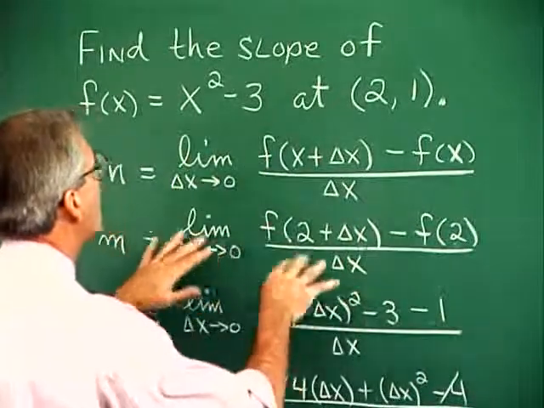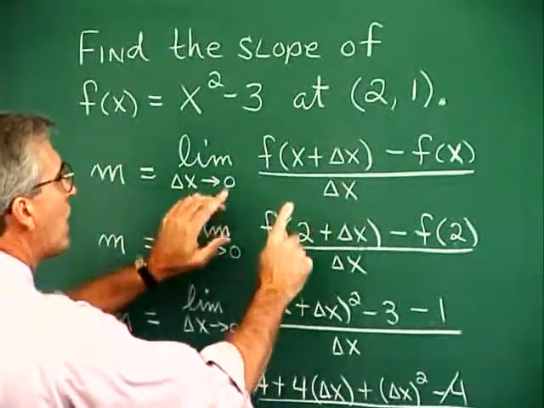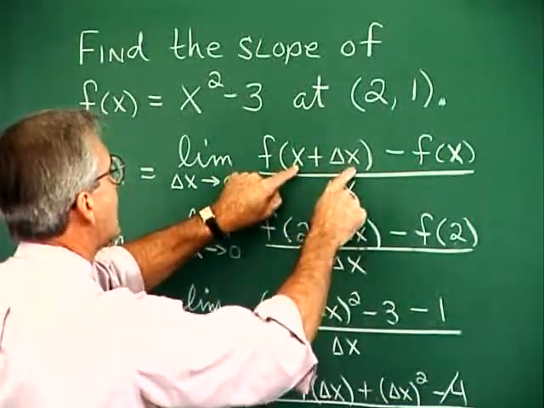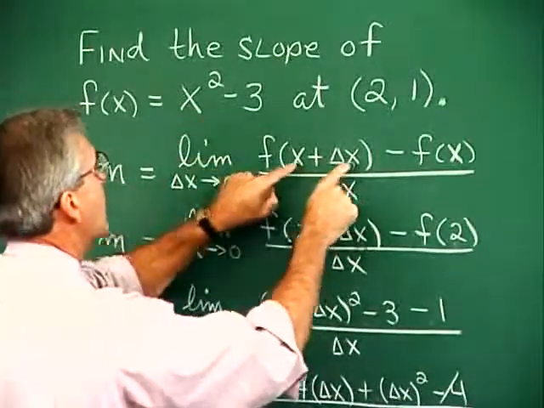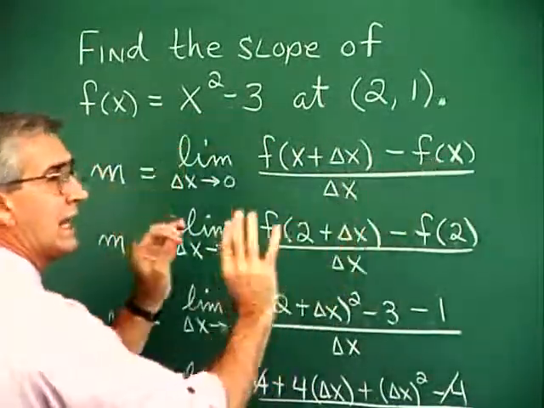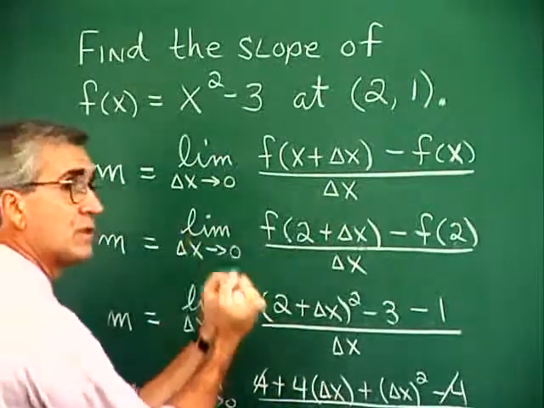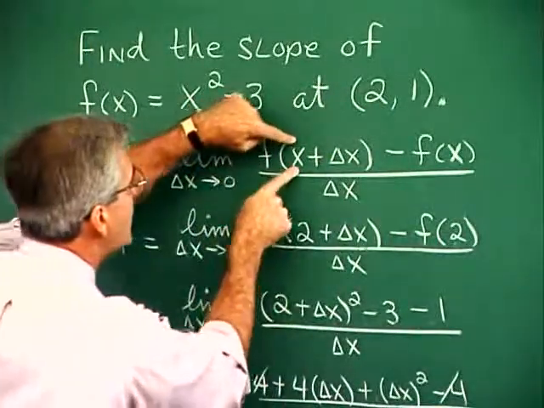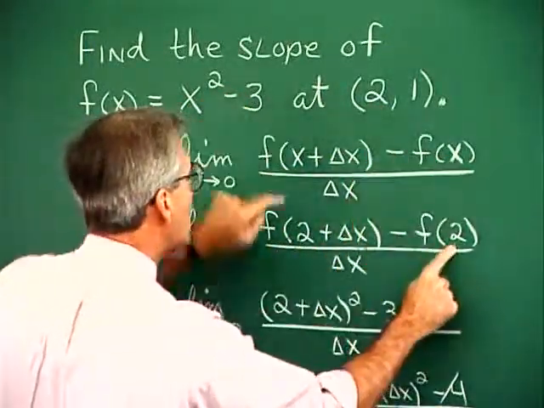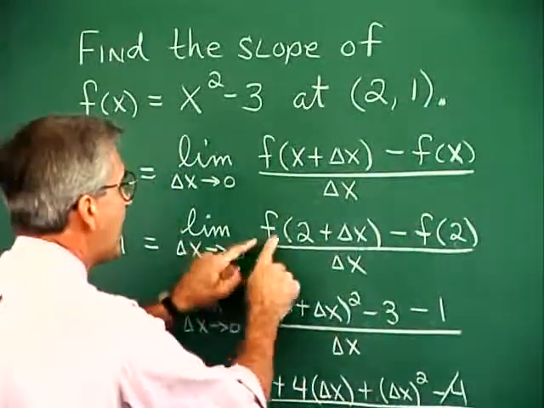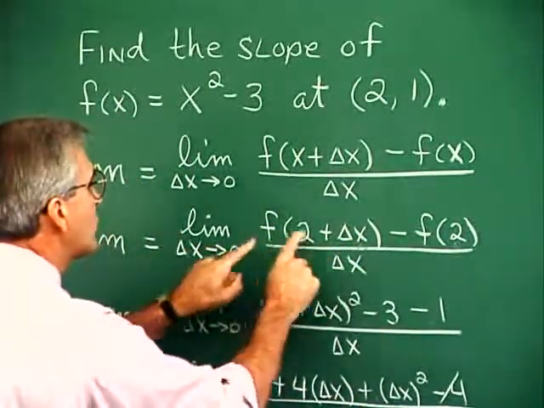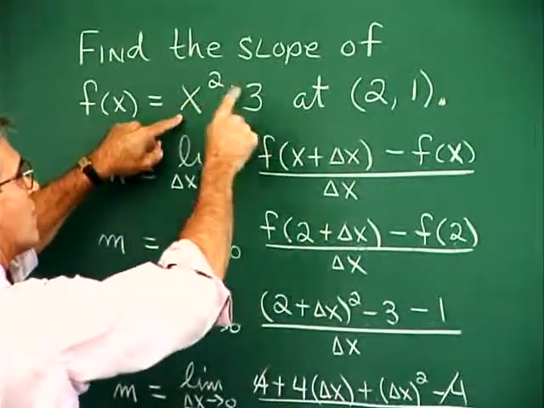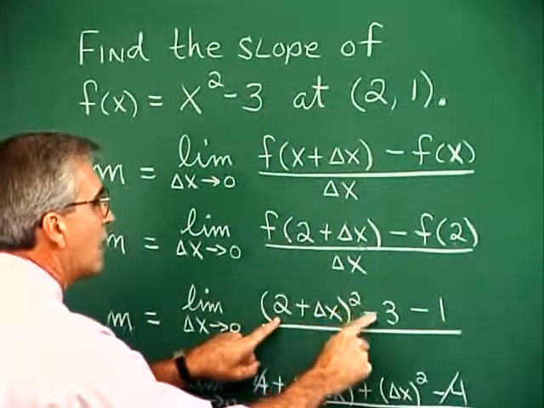To get on with it, instead of finding generally f of any x plus delta x, that is, in the f function replacing the x with x plus delta x and so on, let's take a specific approach, because we know we're targeting that point, where x is 2. So replace this x with 2 and replace that x with 2, and now evaluate. f of 2 plus delta x means in the f function replace x with 2 plus delta x, so this becomes (2 plus delta x) squared minus 3.